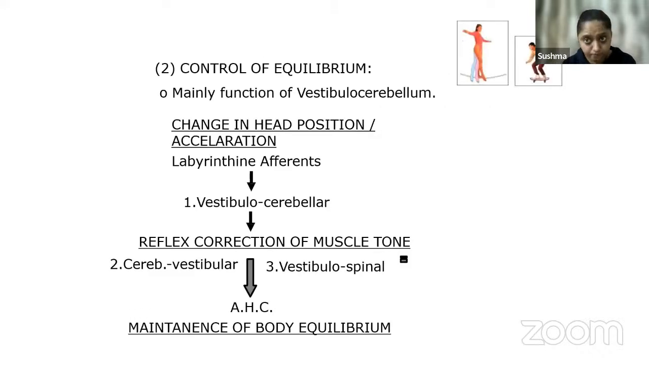Then the second function is the control of the equilibrium. So this is the main function of the vestibulocerebellum. As we know, equilibrium is concerned with the vestibulocerebellum because the vestibulocerebellum talks with the vestibular nucleus, the eighth cranial nerve nucleus, and then it gets its input from the eighth cranial nucleus, then tells whether this movement is safe or not.